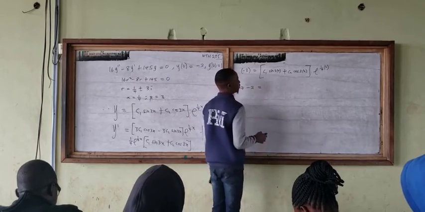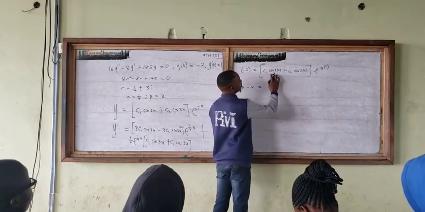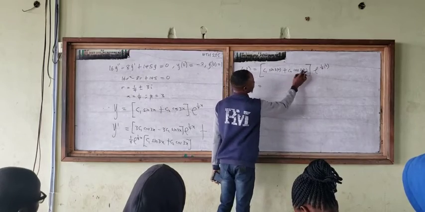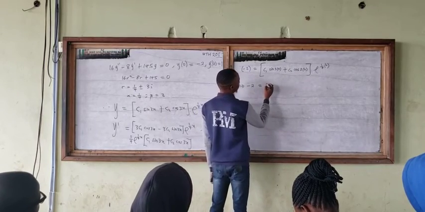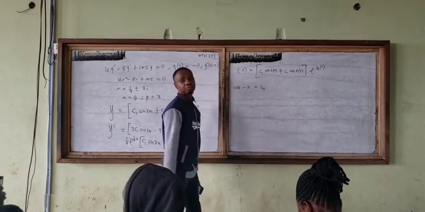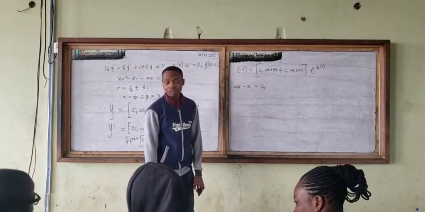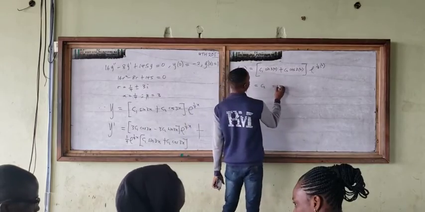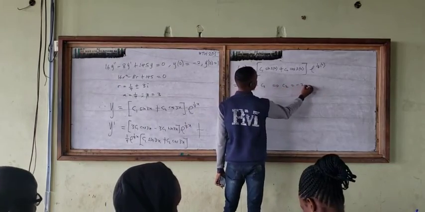Sine 0 is 0, so this one is done. Cos 0 is 1, so that will be c2, and the exponential is 1. Are we together? Okay, so that means c2 equals minus 2.